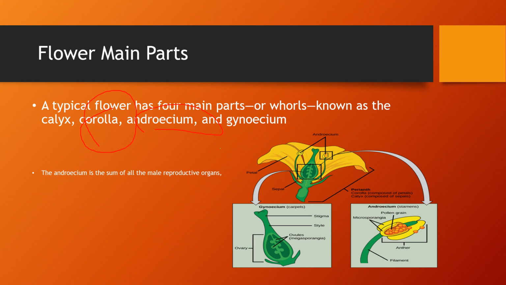In the next slide, we discuss sexual reproduction in plants, and we discuss stamens, carpels, ovary, and the gynoecium. The female reproductive organs are called gynoecium and the male reproductive organs are called androecium. Remember this term: androecium is the male reproductive organ, and gynoecium is the female reproductive organ.